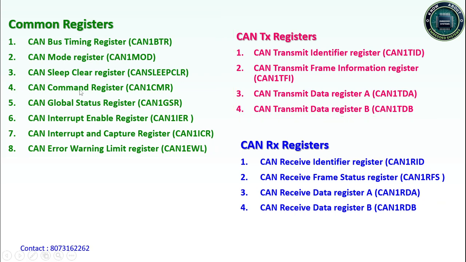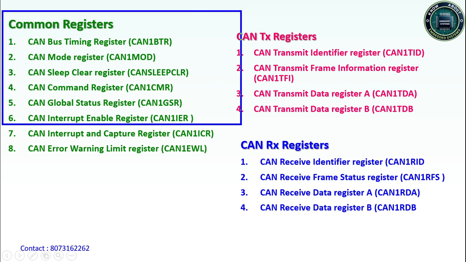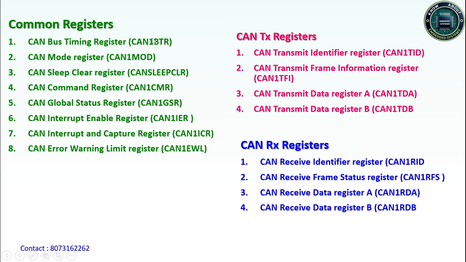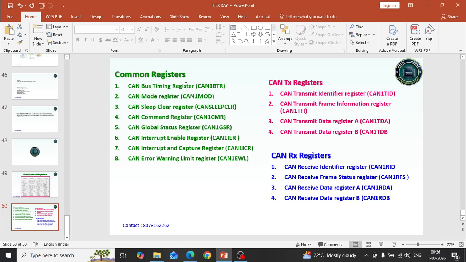You can see the definition. The first one in the common registers is called the timing register. In this timing register we are going to configure our baud rate value, bit rate value, and time segment values. I will show you here one by one. So first one, let us take this.